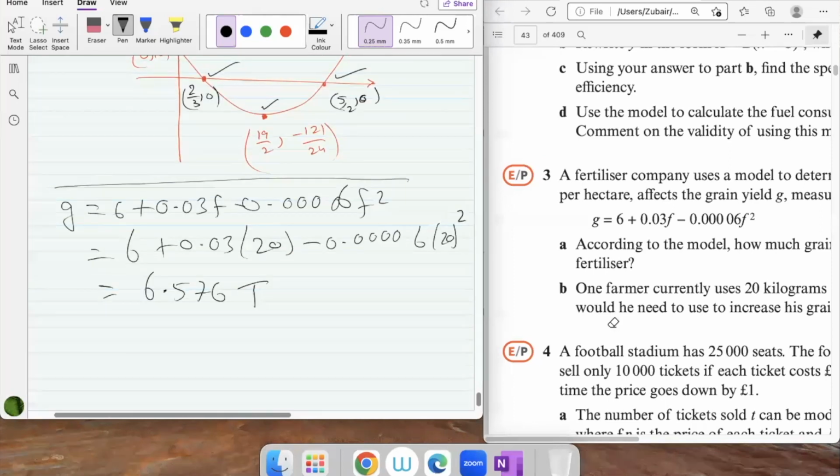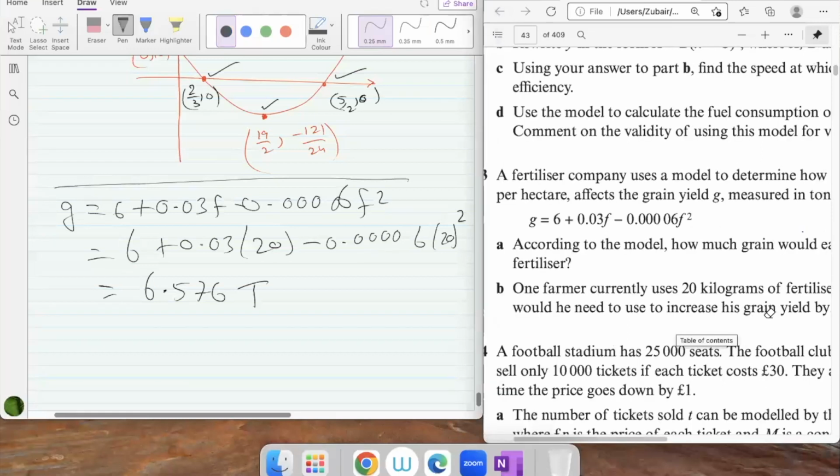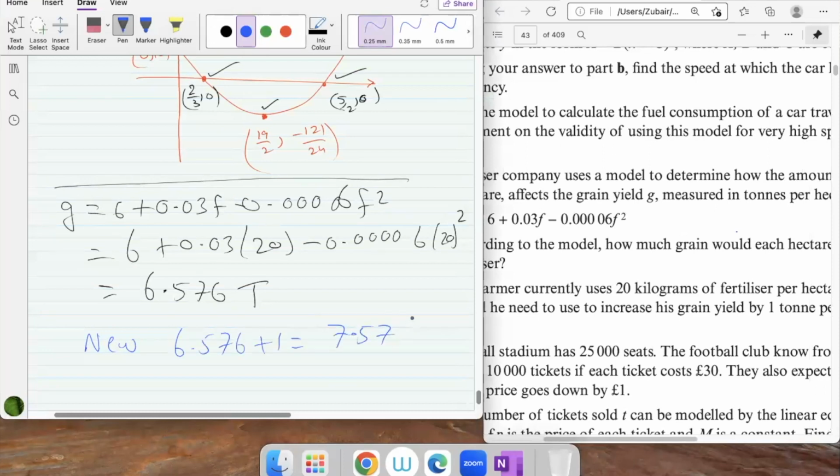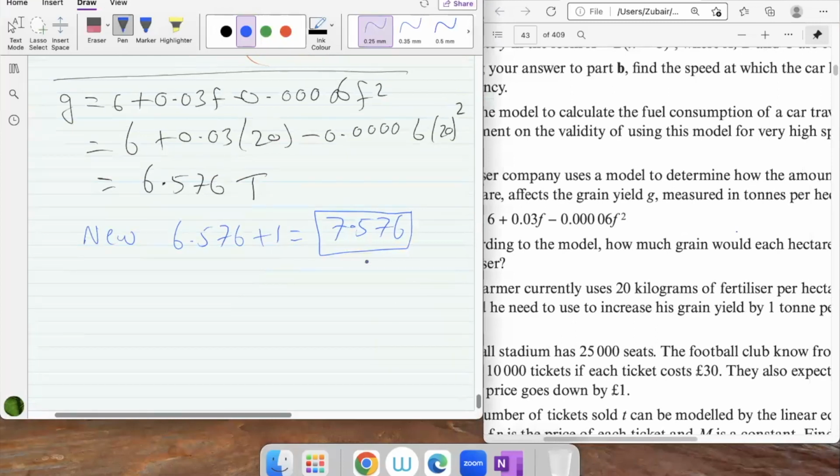And what would he need to use to increase his grain yield by 1 ton? If he needs to increase by 1 ton, the new requirement will be 6.576 plus 1, that is 7.576. Is the statement clear till now? Yes, sir. So at this stage, we know that we need 7.576 as our yield.